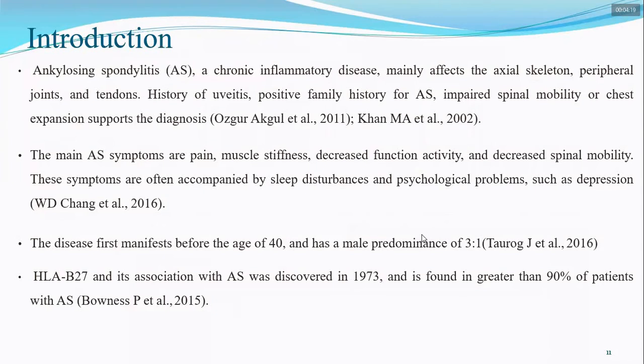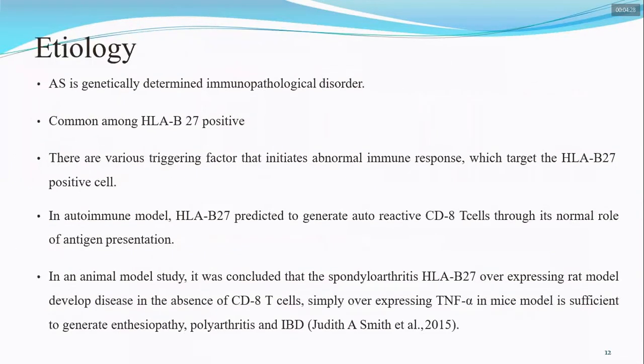HLA-B27 is found in more than 90% of the patients in AS. Now coming to etiology, it is a genetically predetermined, autoimmune immunopathological disorder. These are common in HLA-B27 positive patients, and basically these are triggered by various triggering factors. There is a long list that can trigger, like cold weather, viruses, any infection, any immunodeficiency condition can initiate the abnormal immune response. Then the HLA-B27 patients will manifest as ankylosing spondylitis. Basically you need to know that in an HLA-B27 positive patient, if there is any triggering factor, then it will initiate an abnormal immune response.